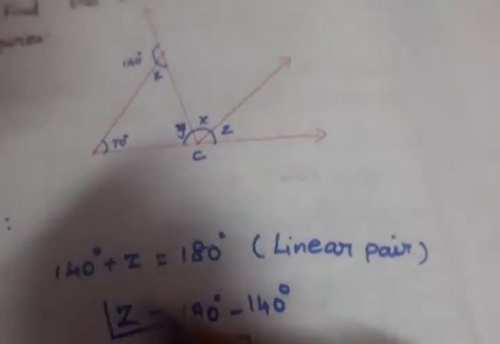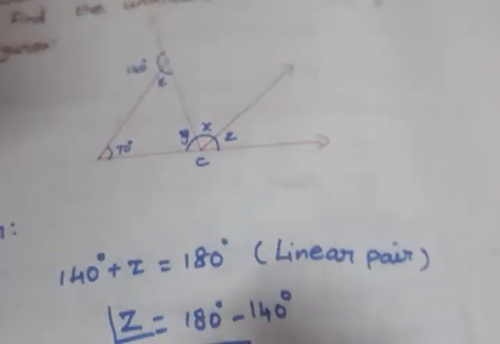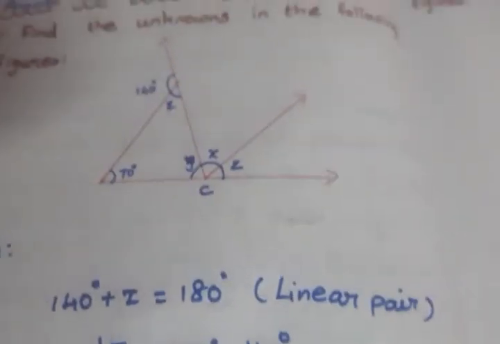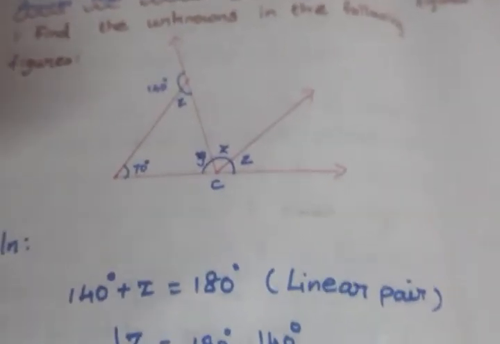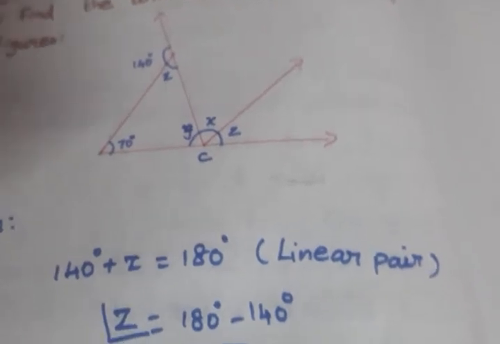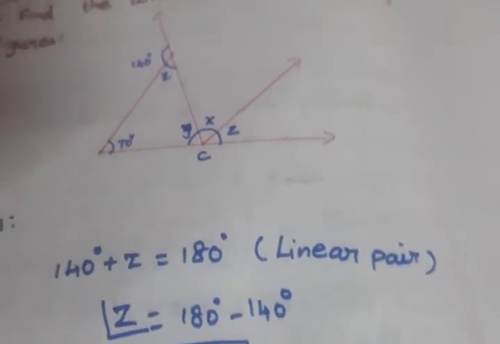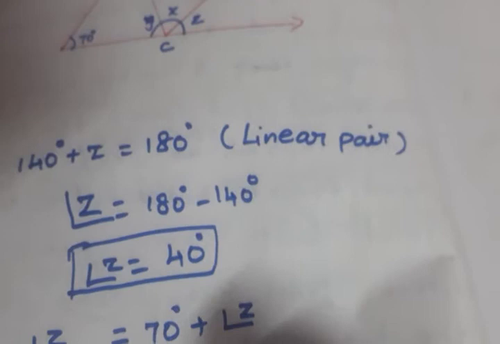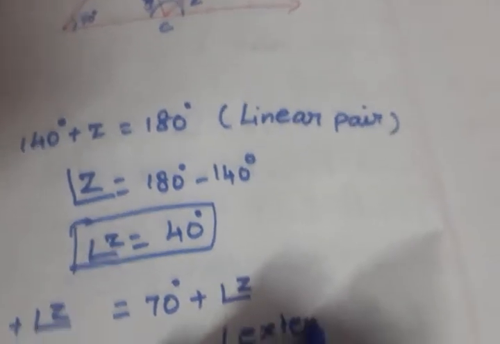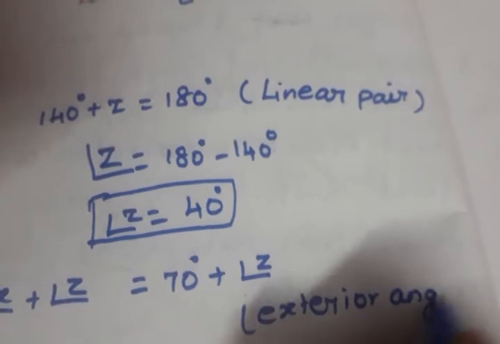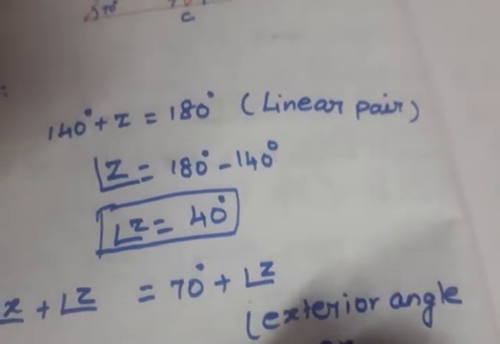So this one is 70 degree. Angle x value 70 degree. So angle x value 70 degree plus angle z. Okay. So this one is exterior angle property.